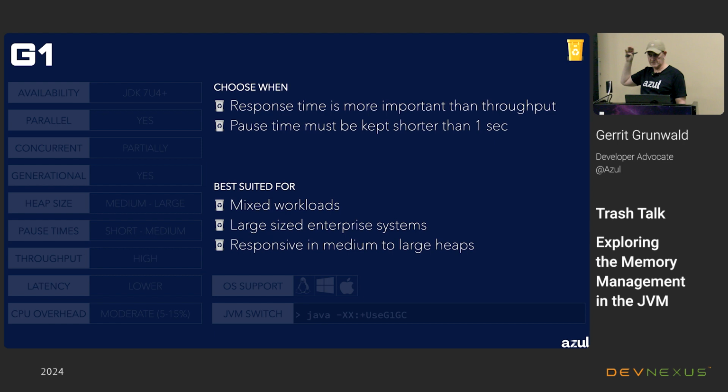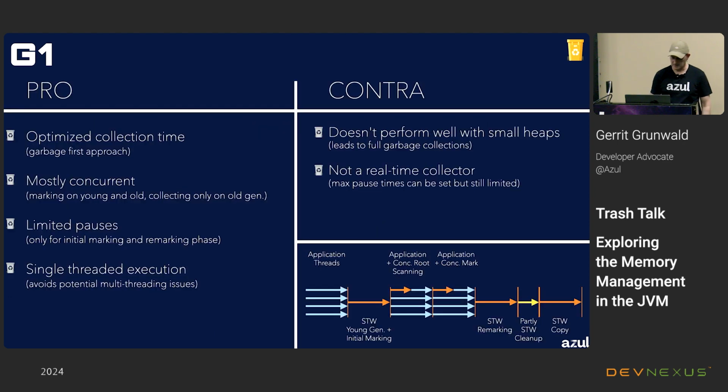And this is also the default collector at the moment. So it's best suited for mixed workloads, large enterprise systems, responsive, in medium to large heaps. Okay, so it's not as good in small heaps. If you have small heaps, this is not the right collector. So if you work on, let's say, Kubernetes, and you have very small nodes with small heap, don't use G1. Right? This is not the right one for that.